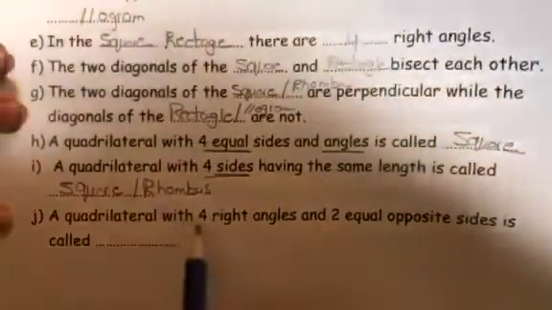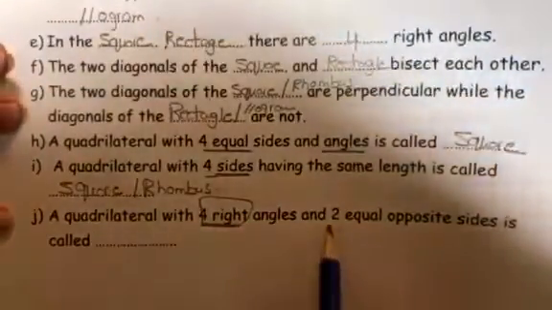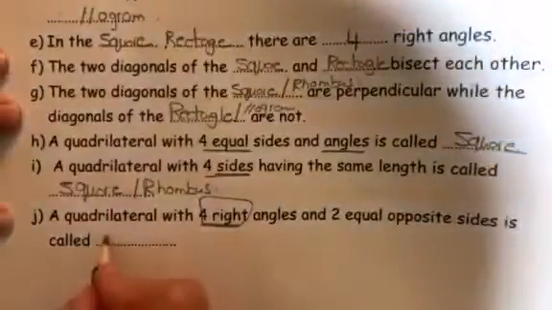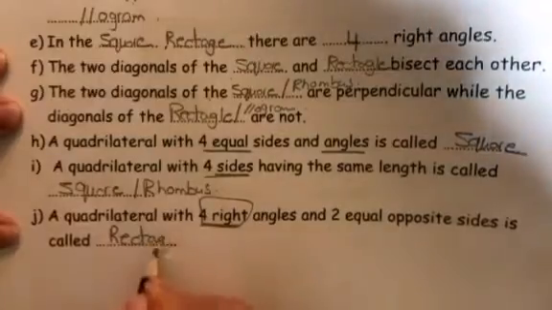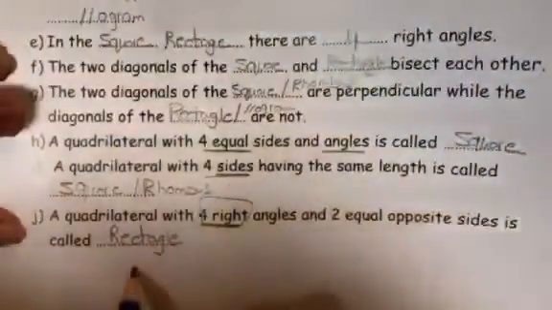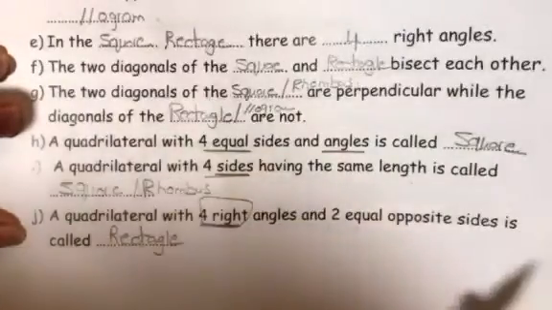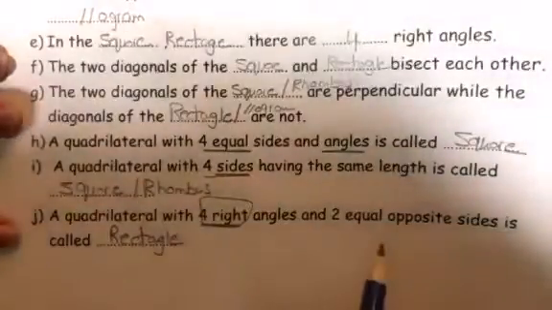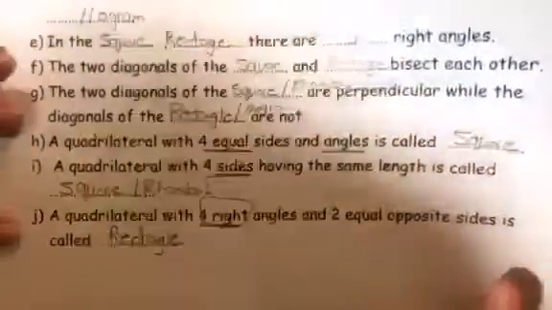A quadrilateral with 4 right angles and 2 equal opposite sides is called rectangle. It's not the square, because the square has 4 equal sides. The 4 sides of the square are equal. They are equal in length.